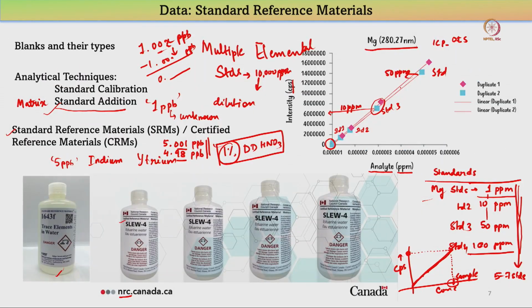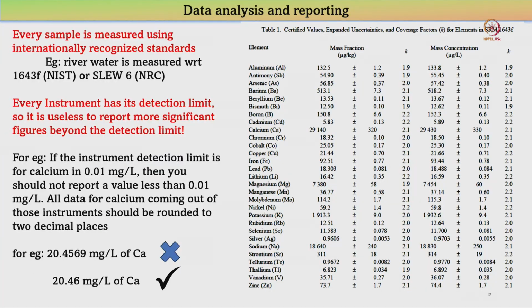Then comes our reporting of the data. How do we report the data? When you see this particular value, you see there are multiple digits in the decimal places. When you analyze your sample, based on how you are measuring, the report can come in 5-6 digits, but you are not going to report it that way. We have to limit ourselves.